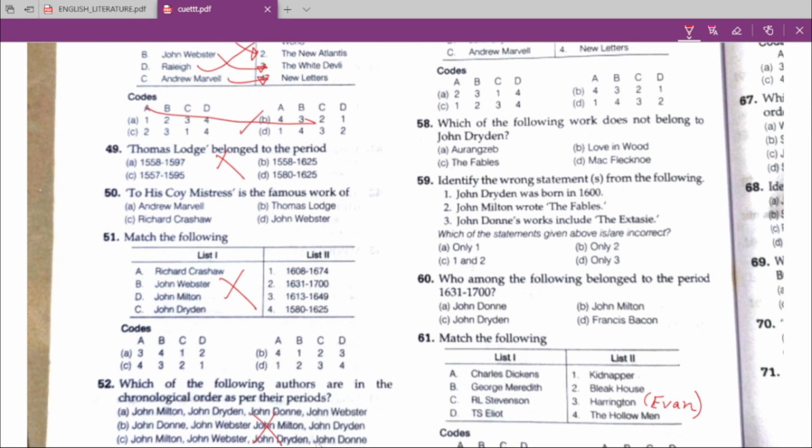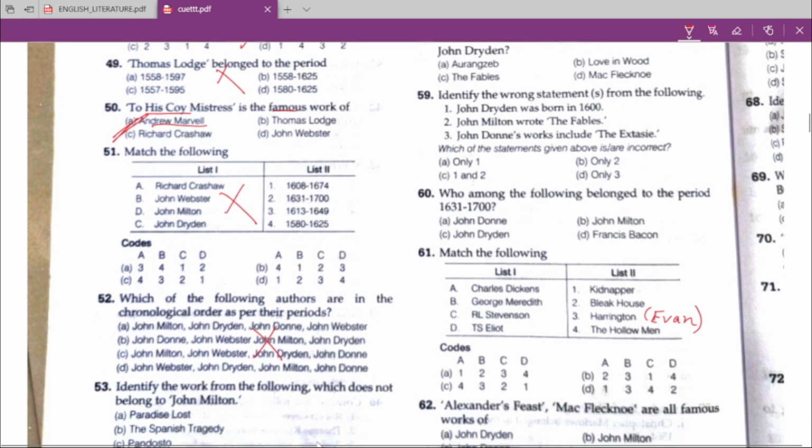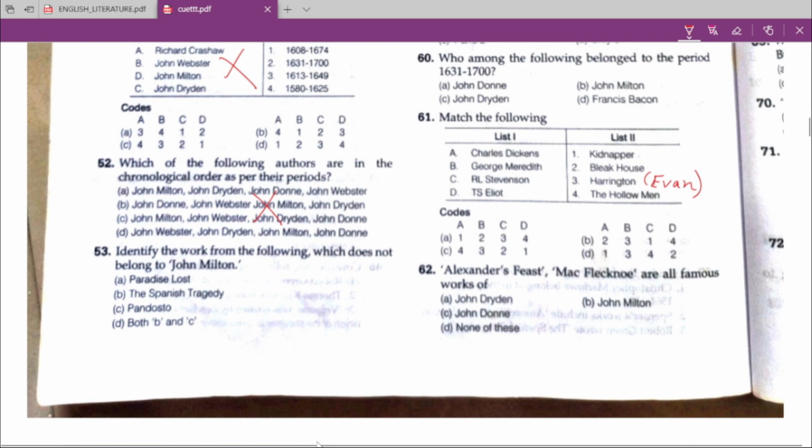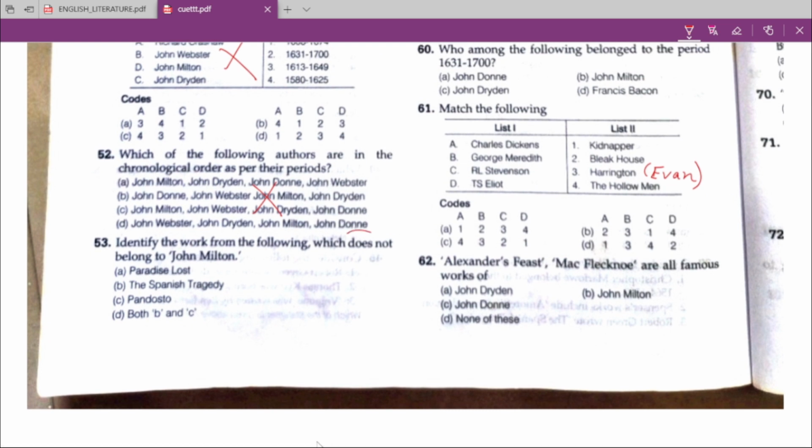Next question. To which poem is the famous work by the metaphysical poet Andrew Marvell? Next question. Identify the work from the following which does not belong to John Milton. Paradise Lost, The Spanish Tragedy, Pandosto. So Pandosto is not written by John Milton. The Spanish Tragedy is written by Thomas Kyd. So both B and C are the right option, whereas Paradise Lost was written by John Milton, and Paradise Regained was also written by John Milton.